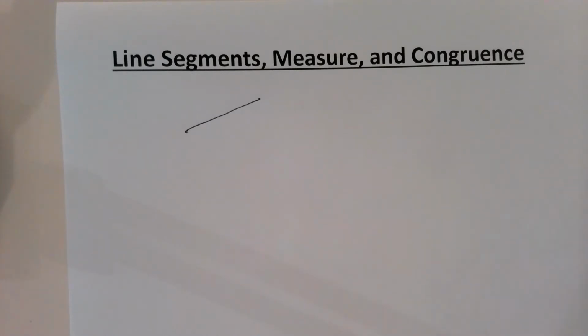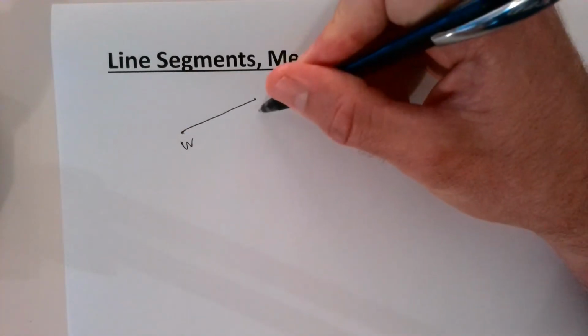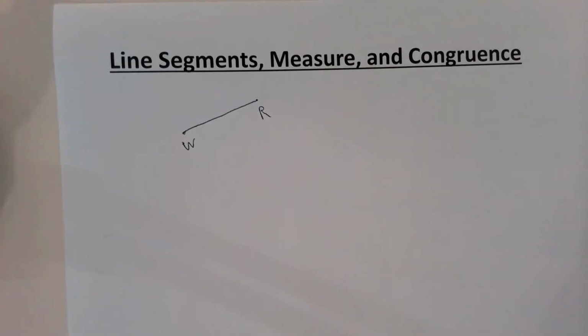Your typical segment won't have arrows at the end. I know it sounds kind of silly. What's the difference between putting the arrows and not putting them? Well, the arrows say that you keep going on forever, so that would be a line. This would be a segment. So I'm going to put some points there, W and R. So this is a line segment that has the endpoints at W and R.